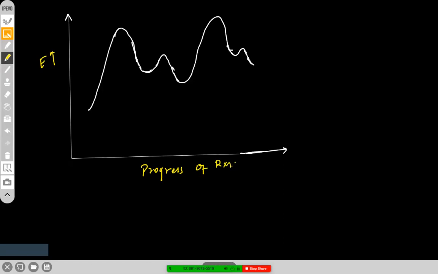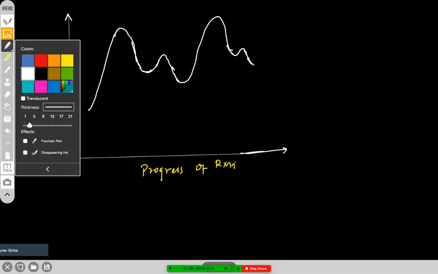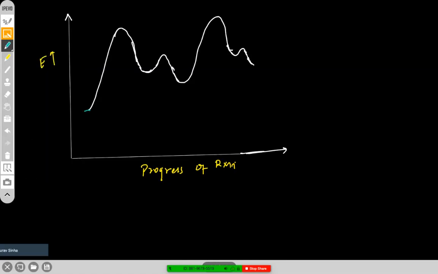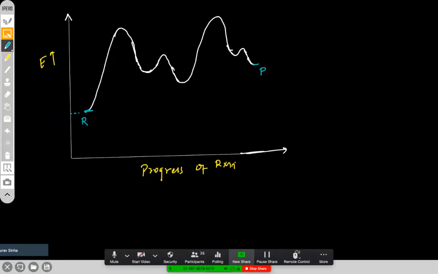Now you see, first of all, what all things we can conclude from this graph. Suppose this random graph is given for any multi-step reaction. So first thing first, what is this, reactant or product? This is the reactant and the energy of the reactant is this. This is the product and the energy of the product is this. So could you tell me, is the energy of the product more than the energy of the reactant? Yes?